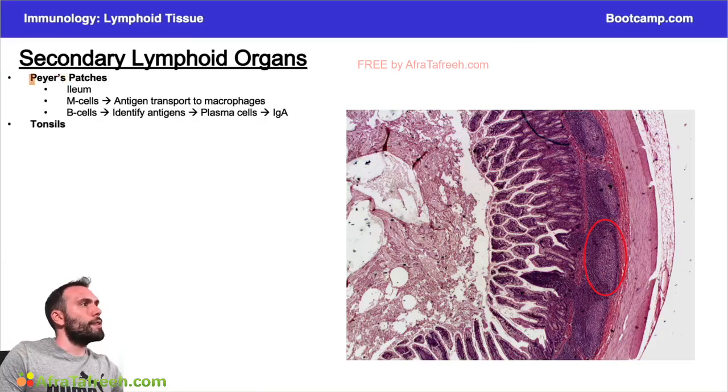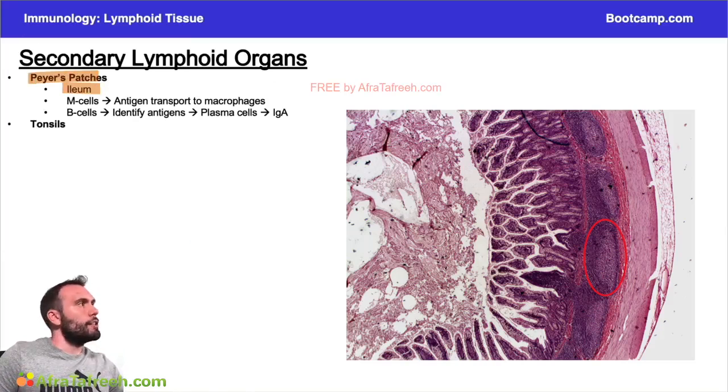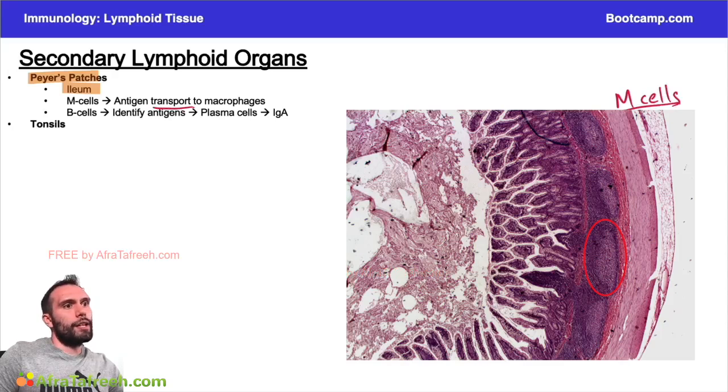Okay, just to wrap this up here, Peyer's patches, just know that they're in the ileum, and know that if you had an antigen out here, for it to get into this lymphoid tissue in the Peyer's patches, it would have to traverse this tissue via a specific cell type, and that cell type is the M cells. Okay, so that's important to remember. So the M cells allow the antigen to transport to the macrophages, to the antigen presenting cells, and then these B cells would eventually identify those antigens that are in this lymphoid tissue.